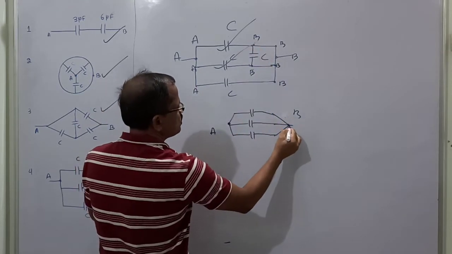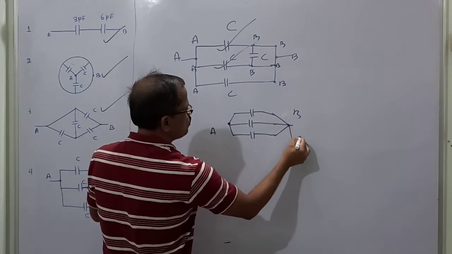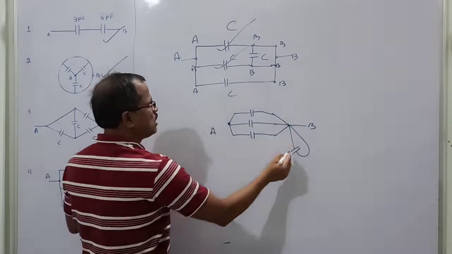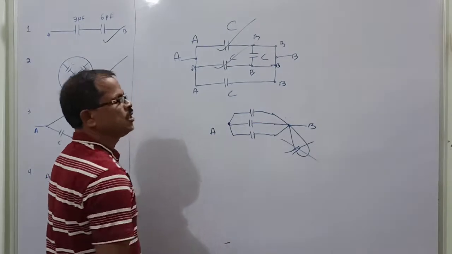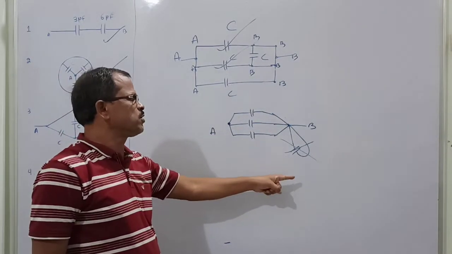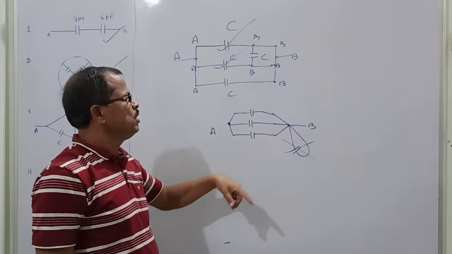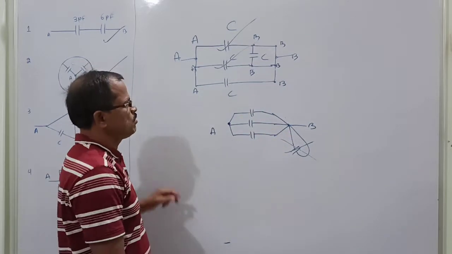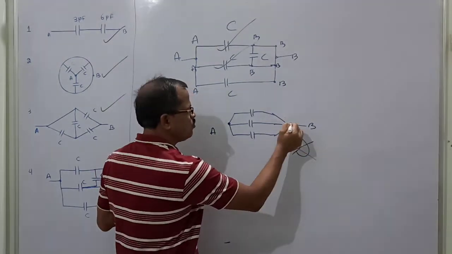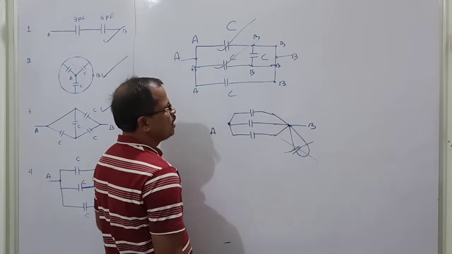So already we have discussed if a capacitor is connected from B to B, it does not matter. This capacitor has no meaning because it is connected at the same point. The capacitor should be connected from A to B, then only you are able to calculate the capacitance. This capacitor starts from this point and again comes to the same point, so this capacitor is meaningless.